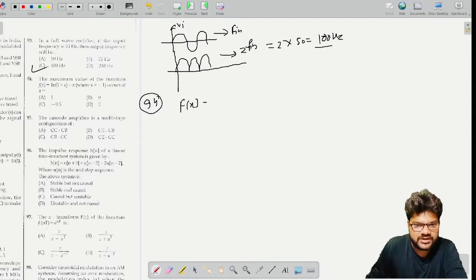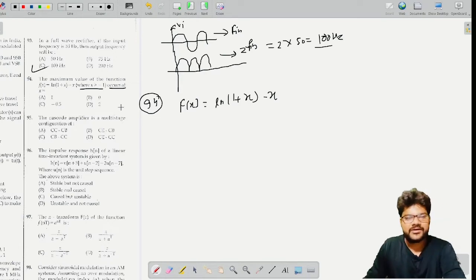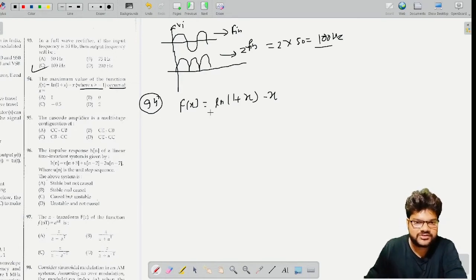So f(x) we are given is ln(1 + x) - x, and we have to find its maximum value, where x is greater than -1. So we have to find the value of x at which the maximum value occurs for this function, right? For this we will differentiate it, f'(x).